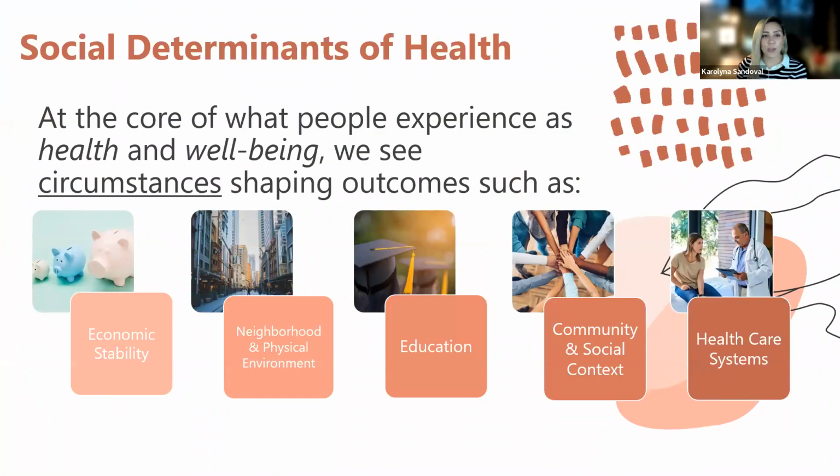I'll start off with social determinants of health. At the core of what people experience as health and well-being, we see circumstances shaping outcomes such as economic stability, neighborhood and physical environment, education, community and social context, and healthcare systems.